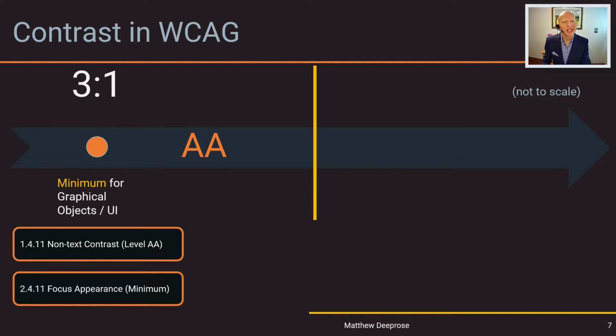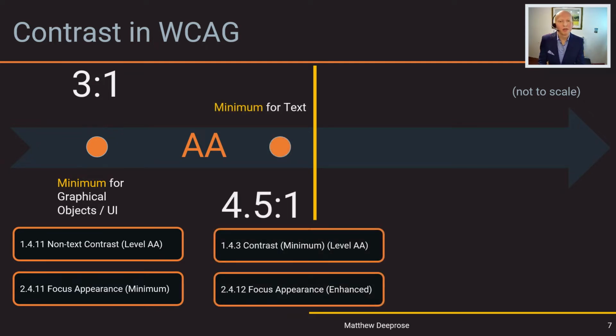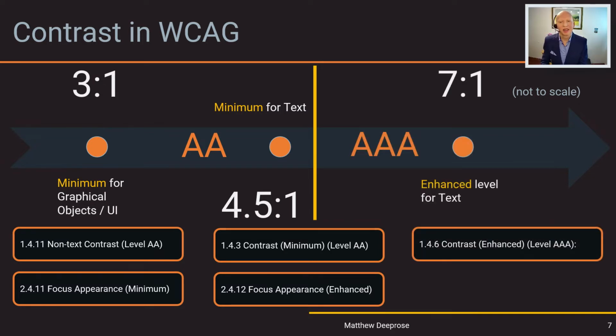Web Content Accessibility Guidelines state that a contrast ratio of 3 to 1 is the minimum level of contrast for graphical objects like icons. Contrast level of 4.5 to 1 is the minimum for text. 7 to 1 and higher is the minimum for text when we want to reach the AAA level of accessibility. But for someone new to accessibility, this can seem a bit intimidating.